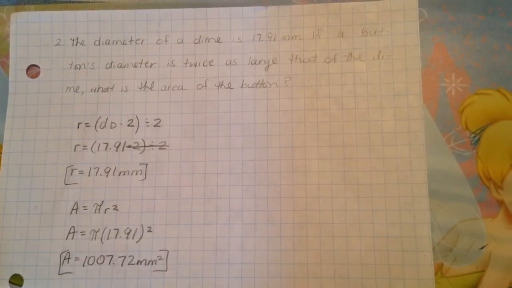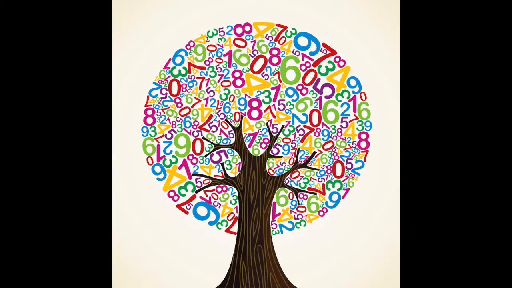1007.72 millimeters squared. I hope this helped you understand how to figure out the area of circles better.